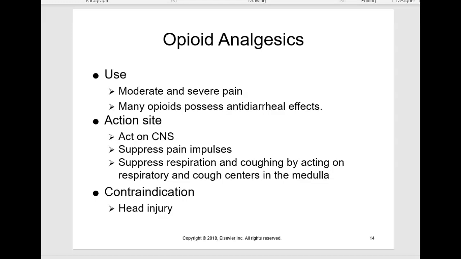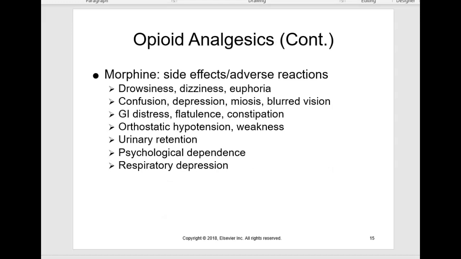The action site for opioids is the CNS. If you remember, with the non-opioids, the action site was the peripheral nervous system. Opioids affect the central nervous system. They suppress pain impulses, suppress respiration and cough by acting on the respiratory and cough centers of the medulla. They are contraindicated in patients with head injury. Again, the opioids are affecting the central nervous system.